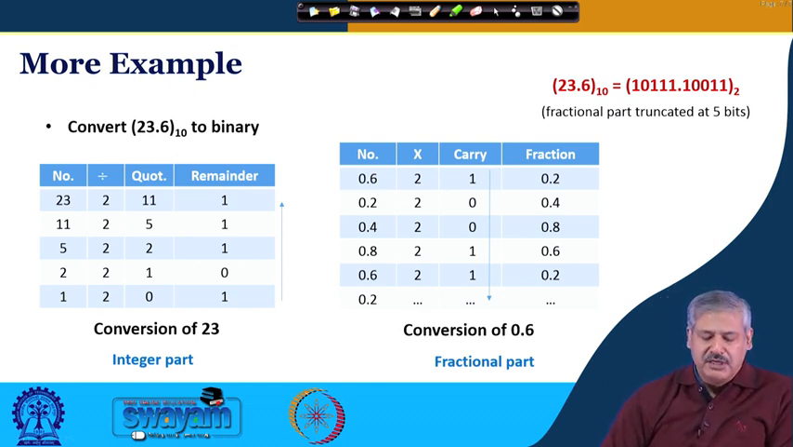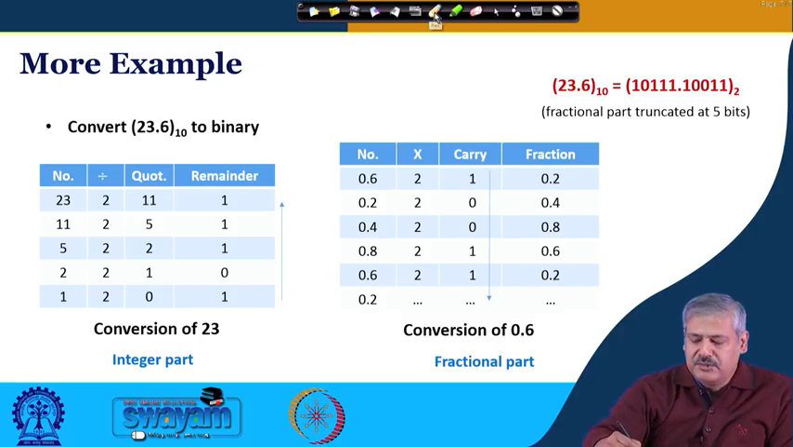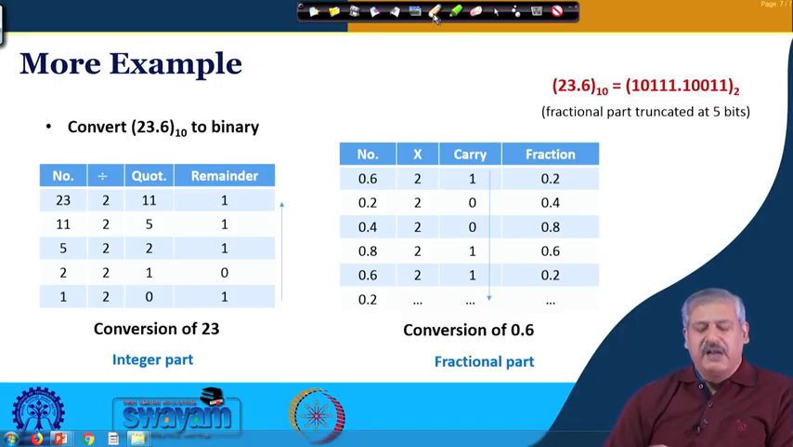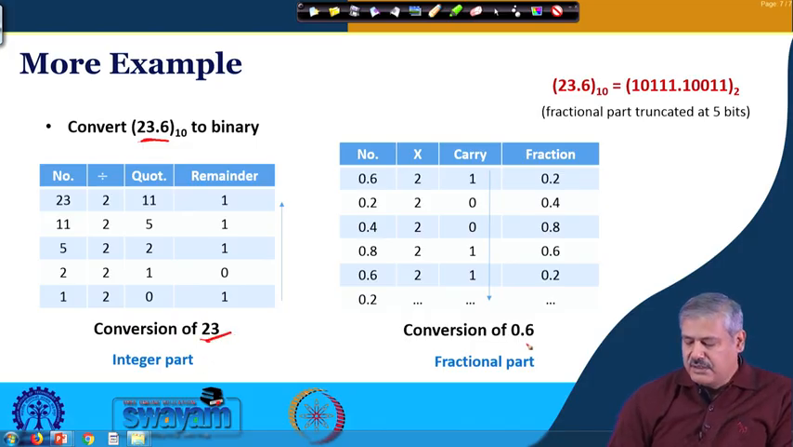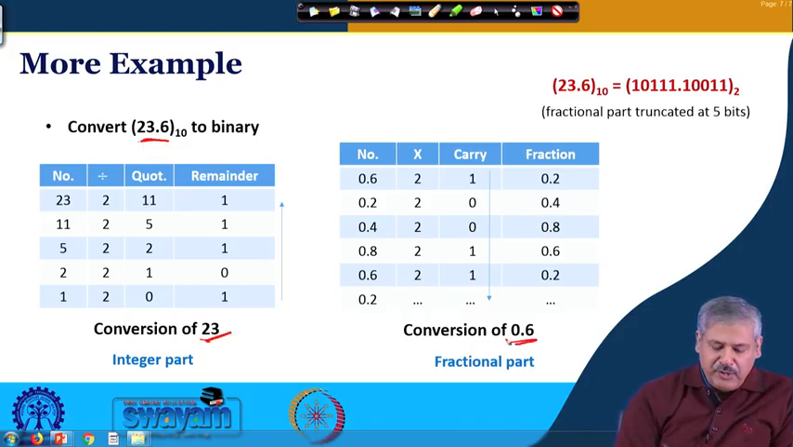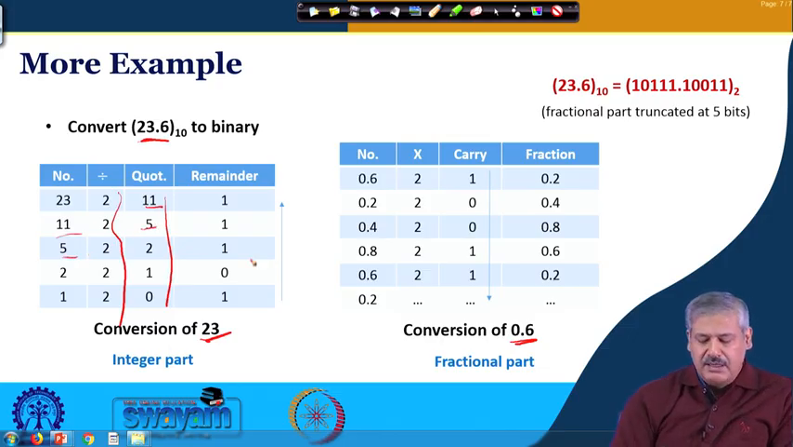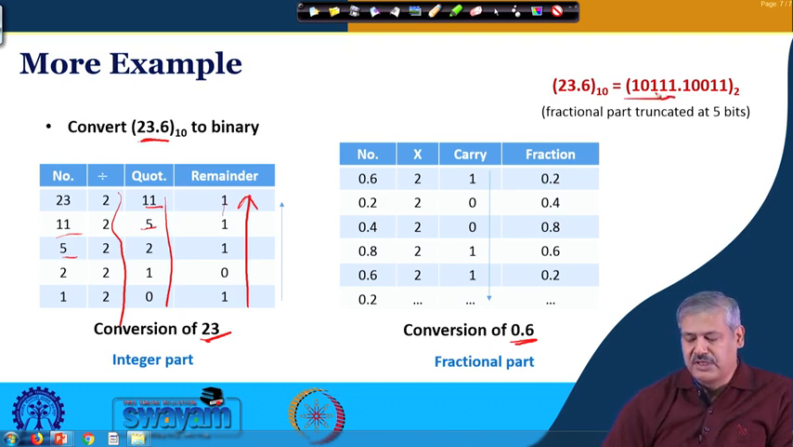23.6. So here again we follow the same process. We divide the number into integer part and fractional part, and you keep on dividing it by 2 successively and get the quotients. The quotient again comes here, this quotient comes here, right, and we note down the remainder, and then we read from bottom to top. So it will come as 10111. So this part, this is what will come.